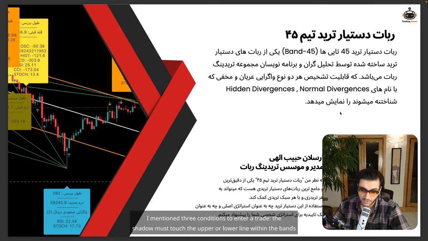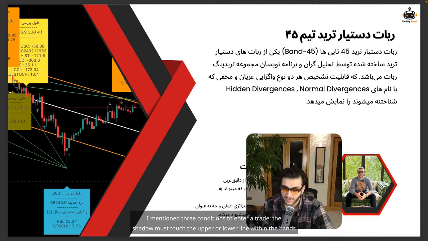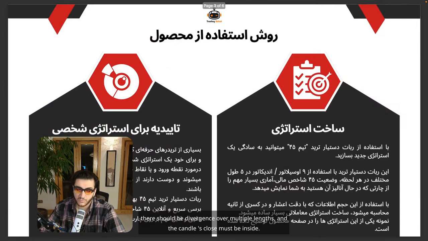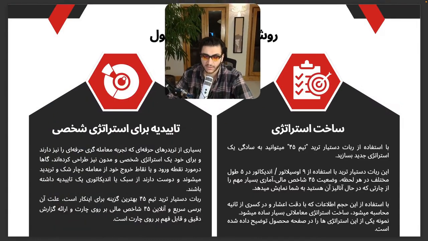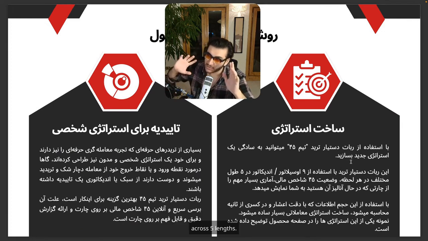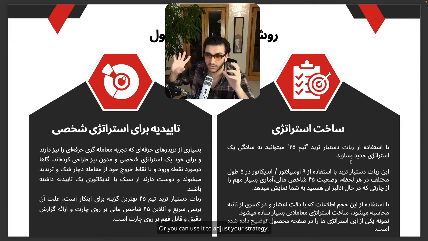I mentioned 3 conditions to enter a trade. The shadow must touch the upper or lower line within the bands. There should be divergence over multiple lengths, and the candle's close must be inside. If the close is outside, no entry. You can create your own strategy with this assistant, as it analyzes 45 oscillators, i.e. 9 oscillators across 5 lengths, or you can use it to adjust your strategy.